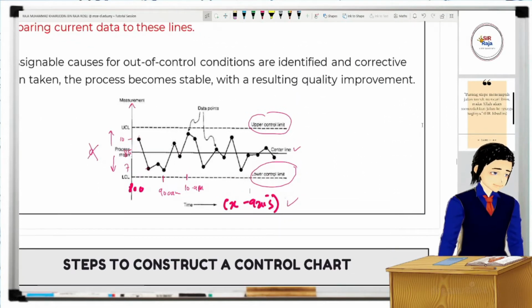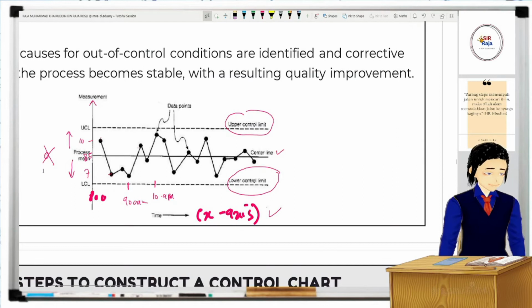Okay. So these are the things that you have already used. But the name is, wow, upper control limit. And then there's the lower control limit. No. This is the thing that you have used.